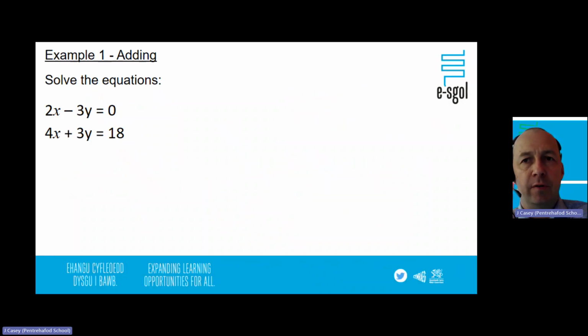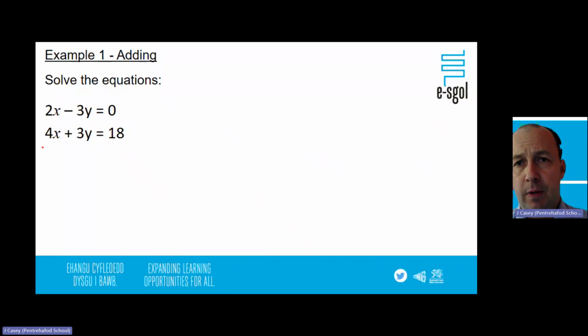So this first example is going to involve a little bit of adding. You've got 2x - 3y = 0, and you've got 4x + 3y = 18. Now, what's important to understand is we're looking at the coefficients of y or the coefficients of x, and we want them to be the same. So I'm looking for the numbers in front of x being the same, which they're not. One's a 2, one's a 4. But the numbers in front of y, they are the same. They're both 3s, which is what I want.